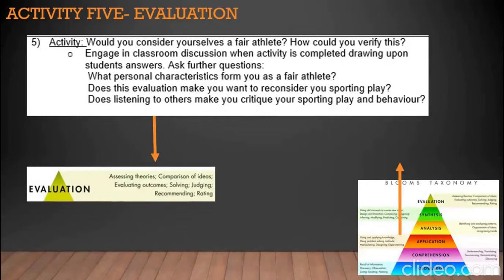During Activity 5, students are asked to assess themselves and whether they are fair sportspersons. This is defined under Bloom's taxonomy as evaluation. Evaluation involves the ability to judge the value of material for a given purpose. In this case, it is judging yourself and assessing whether you're a fair athlete. These judgments are based on definite criteria that could be internal criteria, organizational, or external criteria, purpose and relevance. In this case, criteria is formed throughout the lesson.